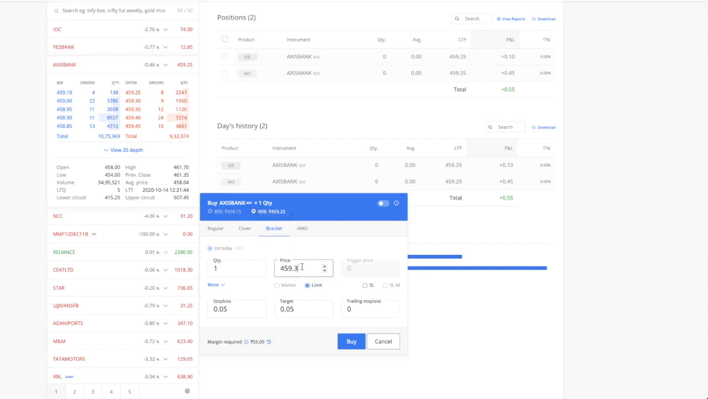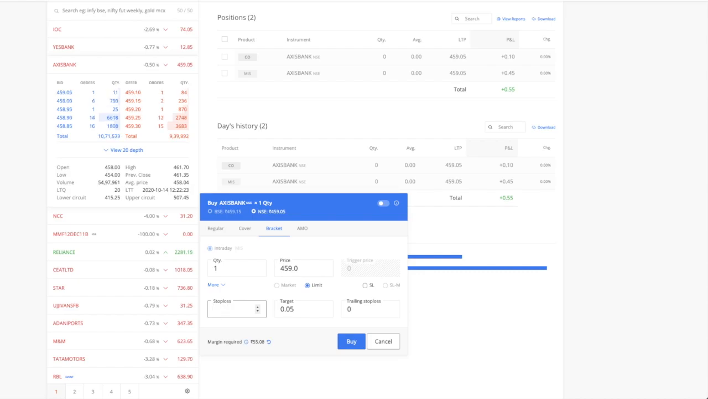So let's say that I want to buy Axis Bank at limit price 459.2. That is my limit. I want to buy this only once the price is below 459.2. Now, right now it is 459.15, right? So if I keep 459.2 right now, it'll get filled. So let's say that I want to keep a limit order at 459, that is, only once the price falls below 459, I'll be buying it. Okay, so 459 limit I'm keeping.